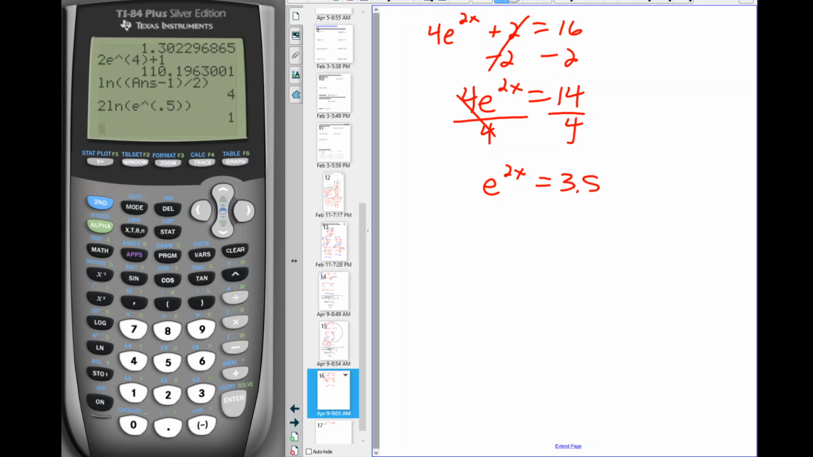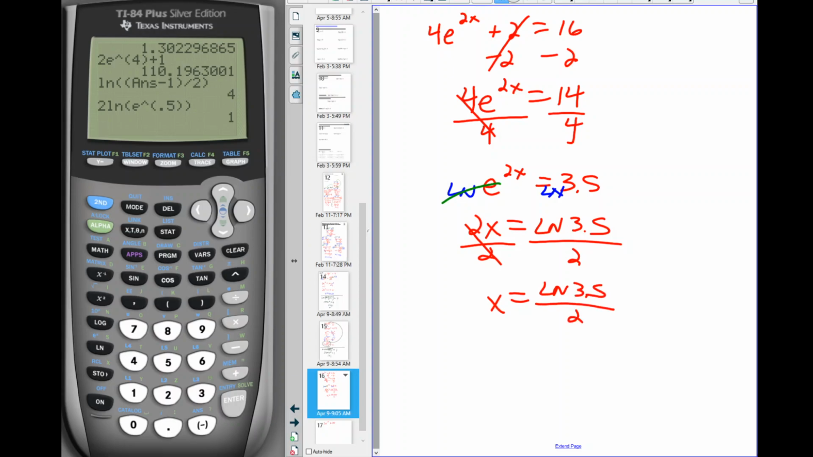I'm normally not too big on decimals, but e and ln lend themselves to decimals better. Tommy, what do you want to do next? Good. And that gives you 2x is equal to ln of 3.5. Last step, you divide by 2, and all the children rejoice because they ended up with ln of 3.5 over 2.